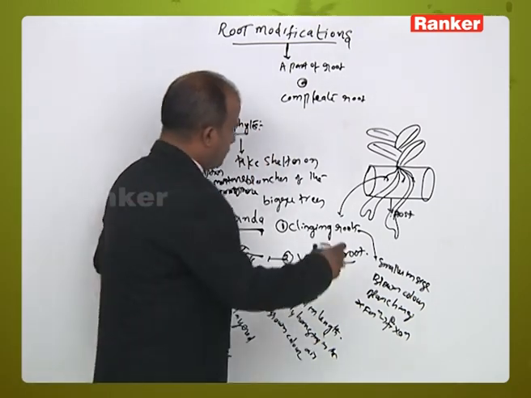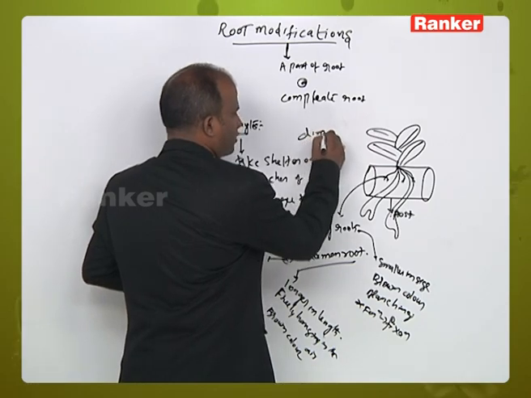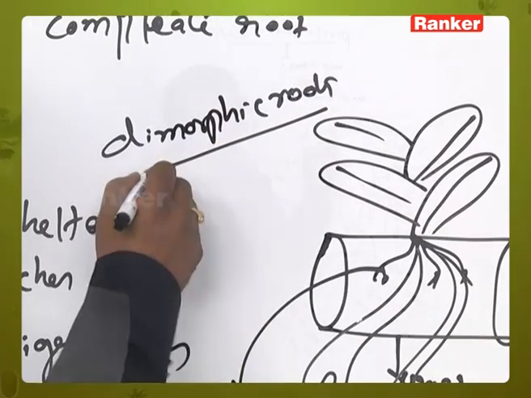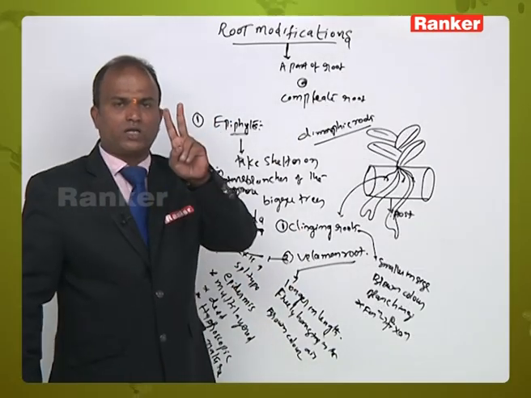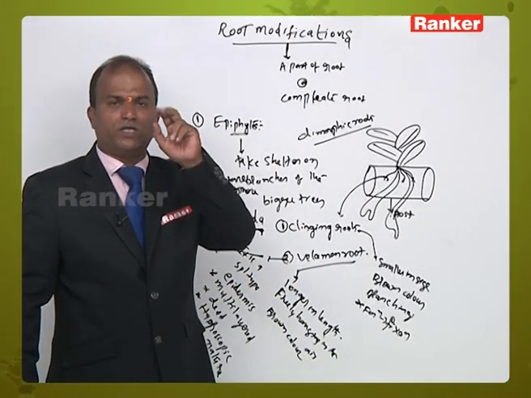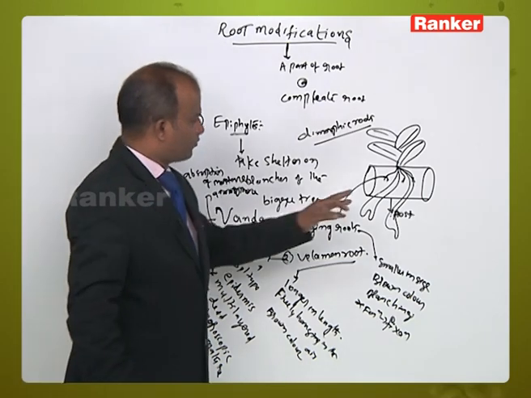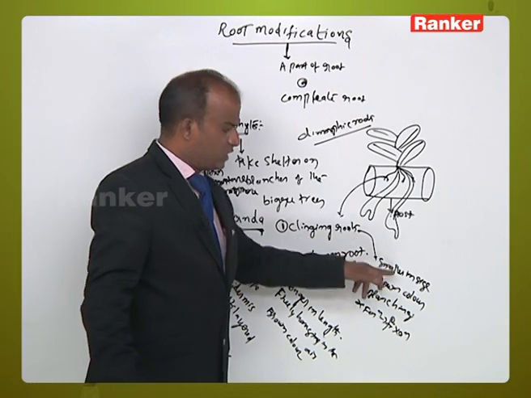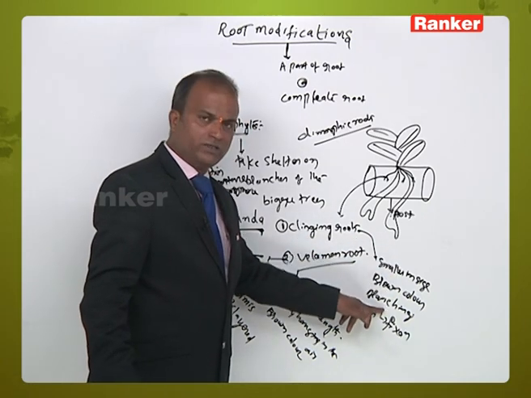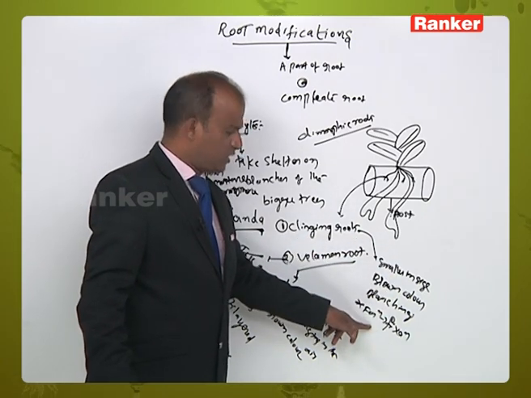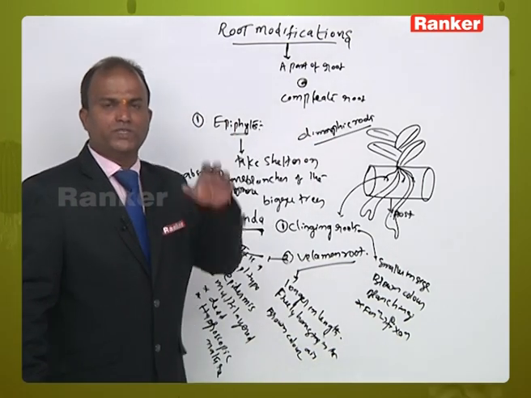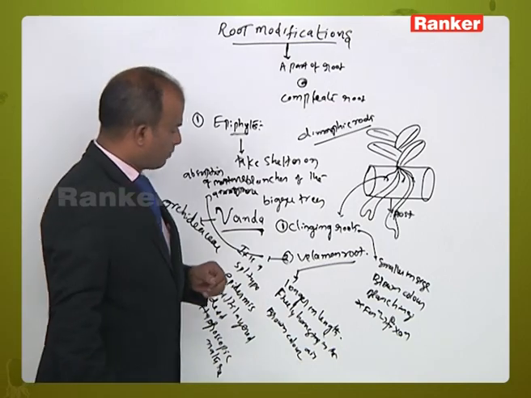Yes, this Vanda shows dimorphic roots. That means roots are classified into two types morphologically. One is the clinging root, another is the velamin root. The clinging root is smaller in size, brown in color, branched, and helps in fixation upon the host branches, the host plants.